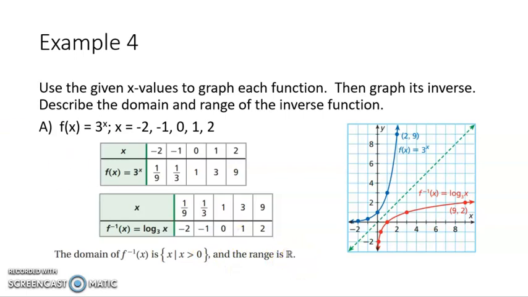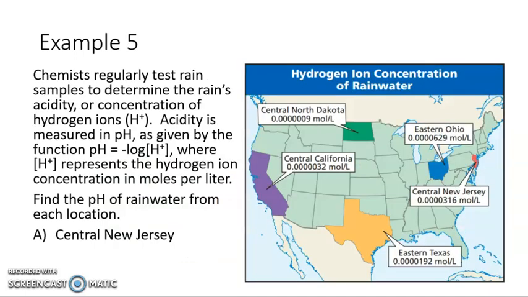We have one last question to talk about, and it's an application question. In example 5, it says, chemists regularly test rain samples to determine the rain's acidity or concentration of hydrogen ions. Acidity is measured in pH as given by the function pH equals negative log of the hydrogen ion concentration, where H plus represents the hydrogen ion concentration in moles per liter. They want us to find the pH of rainwater from each location.